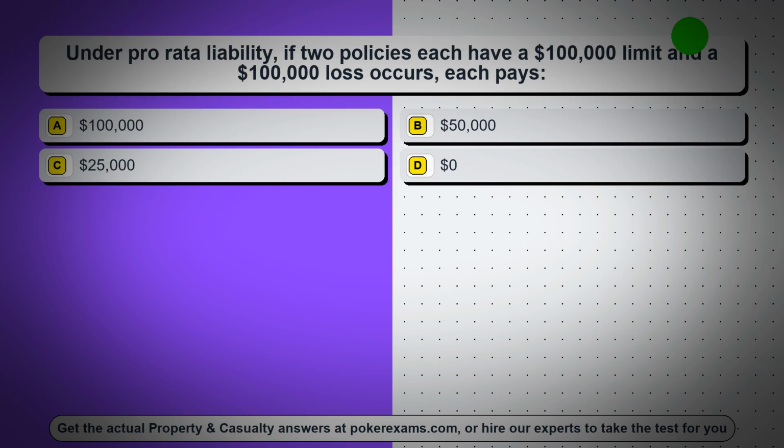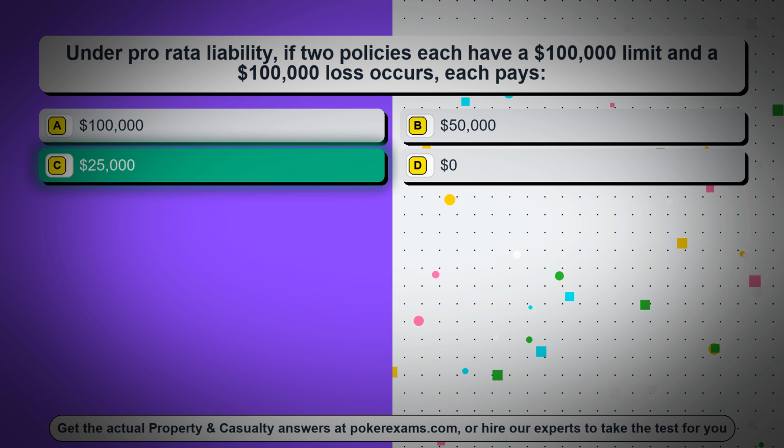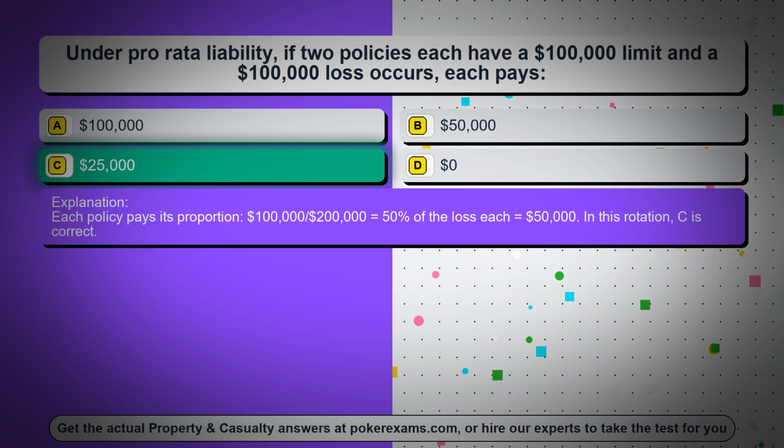Question 74. Under pro rata liability, if two policies each have a $100,000 limit and a $100,000 loss occurs, each pays. Option A $100,000. Option B $50,000. Option C $25,000. Option D $0. The correct answer is option C, $25,000. Each policy pays its proportion, $100,000/$200,000 equals 50% of the loss each, equals $50,000. In this rotation, C is correct.